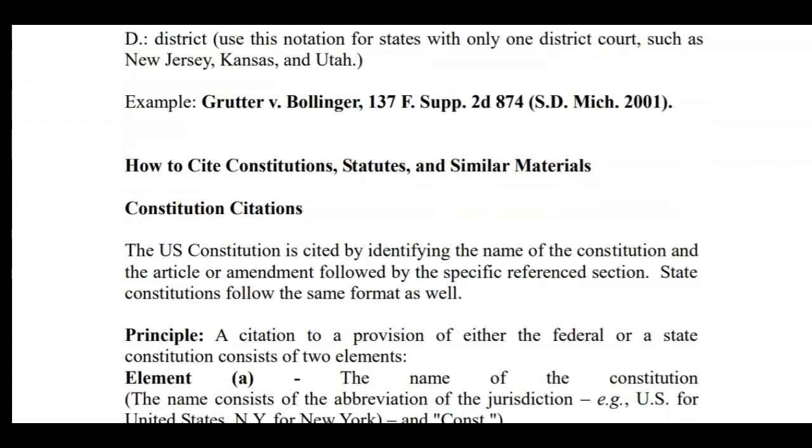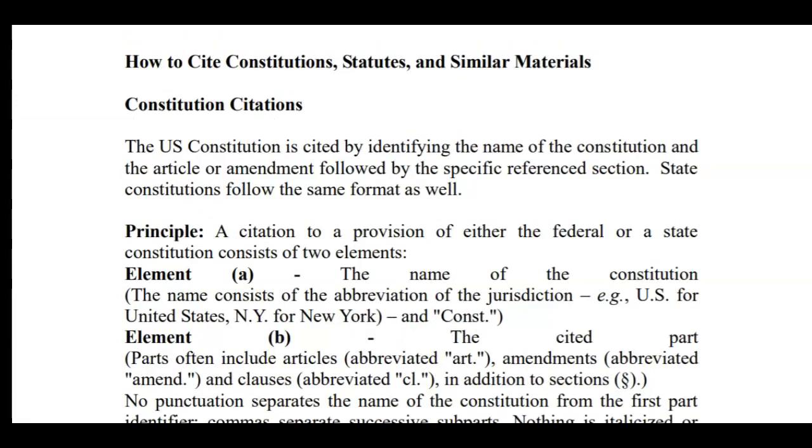How to cite Constitution, statutes, and similar material. Let's get started with Constitution. The U.S. Constitution is cited by identifying the name of the Constitution and the article or amendment, followed by the specific reference section. Now, your state constitutions, they follow this same format.